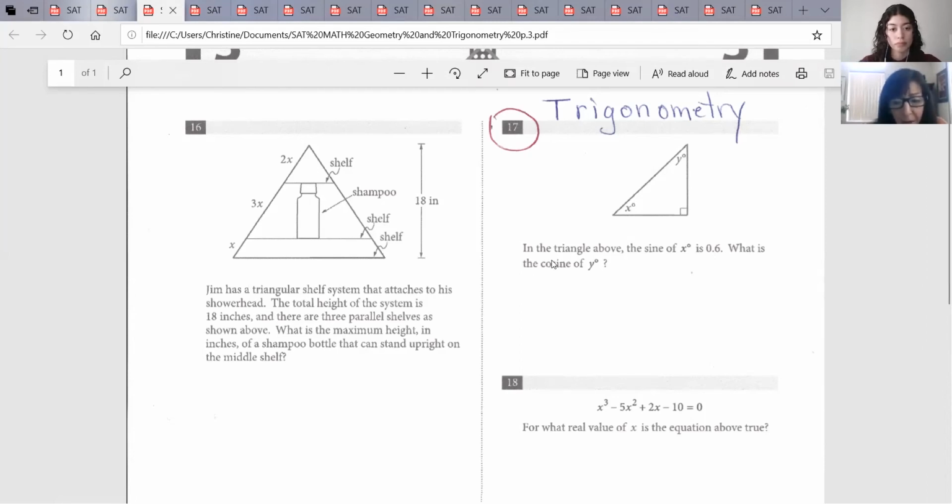In the triangle above, the sine of x degrees is 0.6. What is the cosine of y? Okay, I'll give you maybe 15 seconds to think about that, and then we'll go directly to the answer. Once you've seen this answer and explanation, you can apply it to many of the questions and you won't have to do a lot of work.